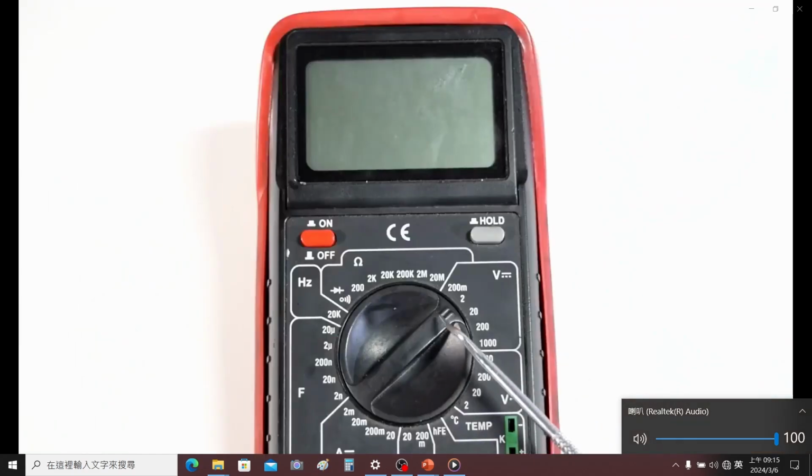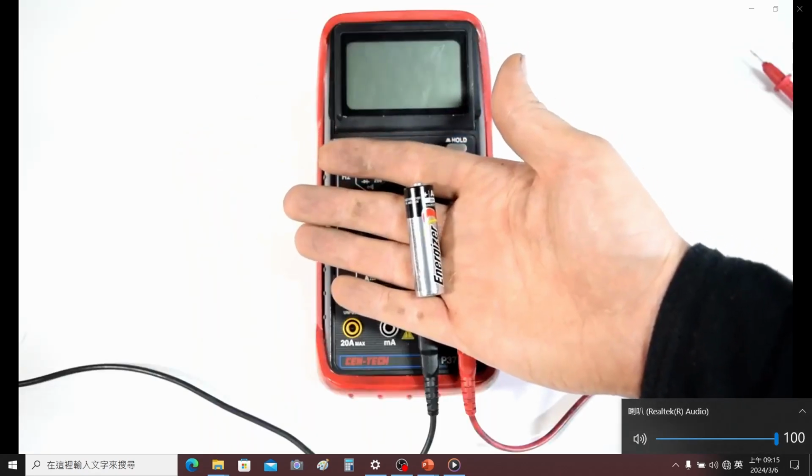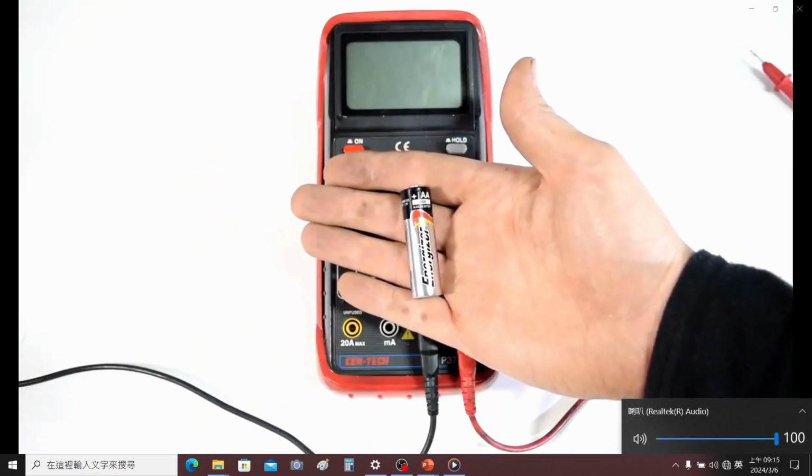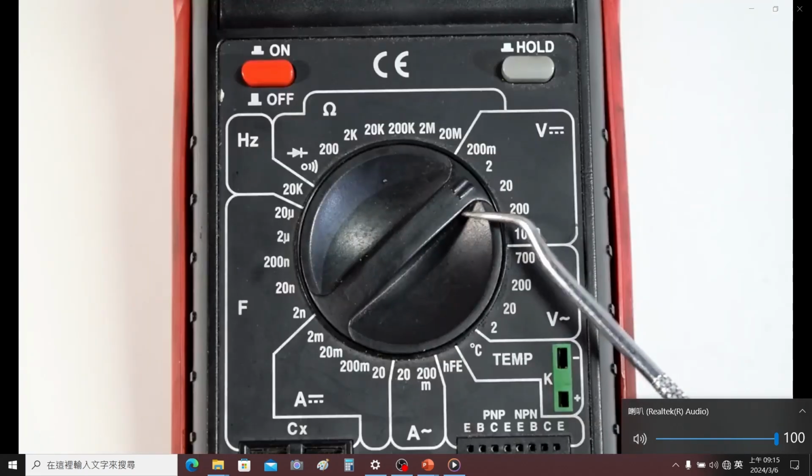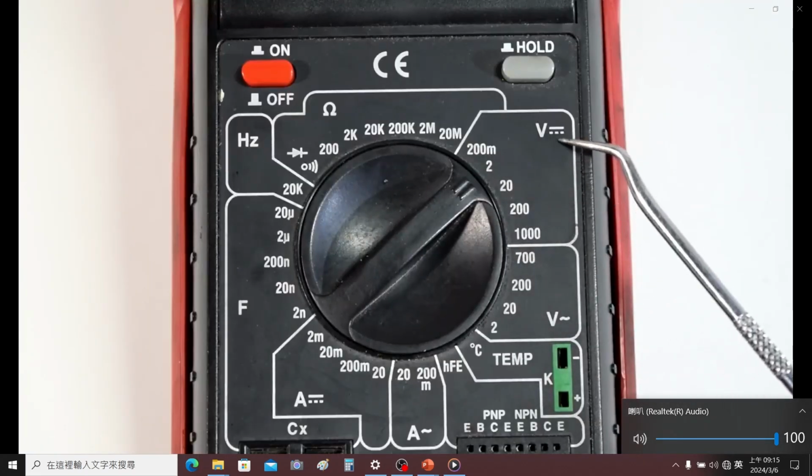Now, as far as where you exactly want to set this dial when you're measuring voltage, you basically want to set this to the next number up from the maximum amount of voltage you're going to be measuring. So for example, if we're going to be measuring the voltage on this 1.5 volt AA battery, we're going to set our dial to 2 volts on the DC voltage scale.